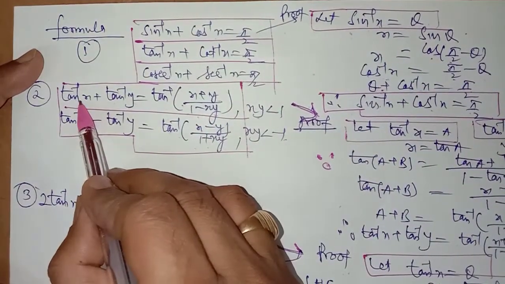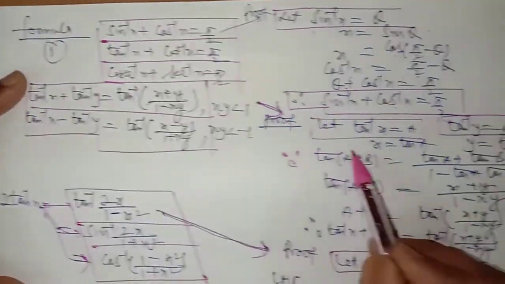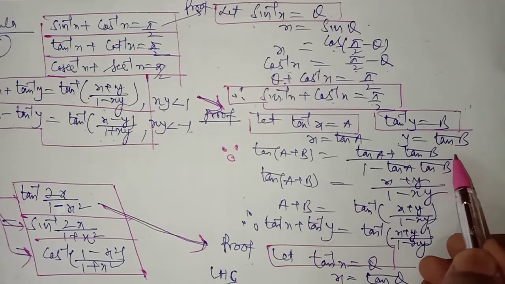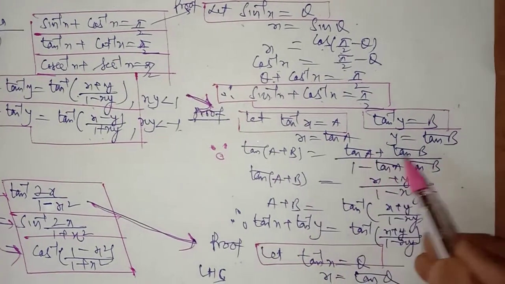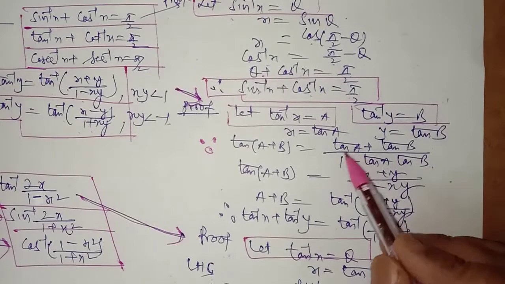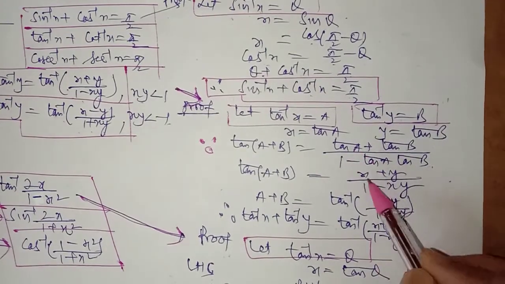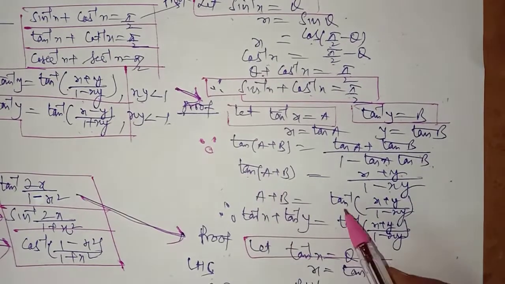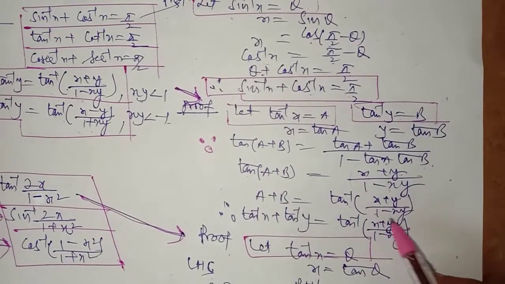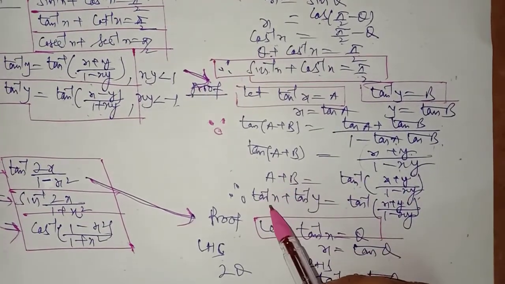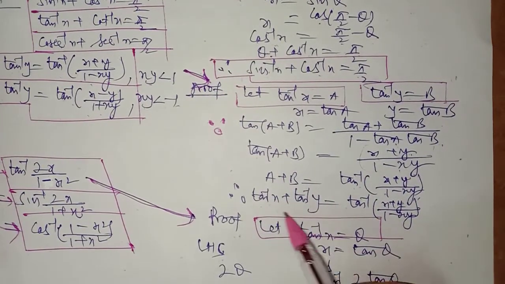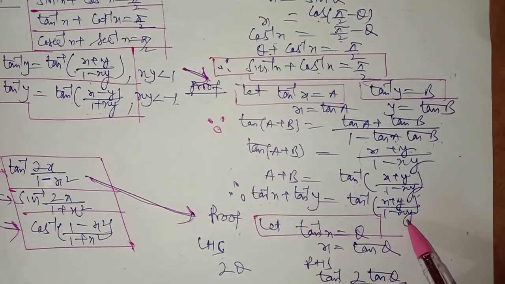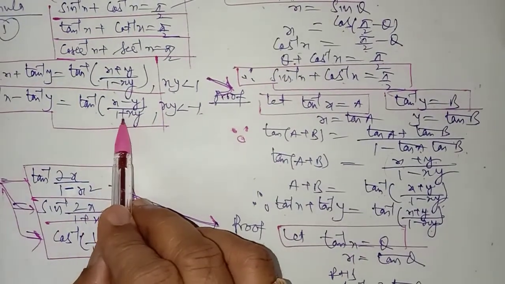Let tan inverse x is equal to a and tan inverse y is equal to b. So x becomes tan a, y becomes tan b. Now we know the formula of tan a plus b, that is tan a plus tan b upon 1 minus tan a into tan b. So it will become x plus y upon 1 minus x into y, since tan a is x and tan b is y. Take this tan to the right hand side, so it will become tan inverse of x plus y upon 1 minus x into y. Now a is tan inverse x, b is tan inverse y. So tan inverse x plus tan inverse y is equal to tan inverse of x plus y upon 1 minus x into y. And similarly, we can prove this.